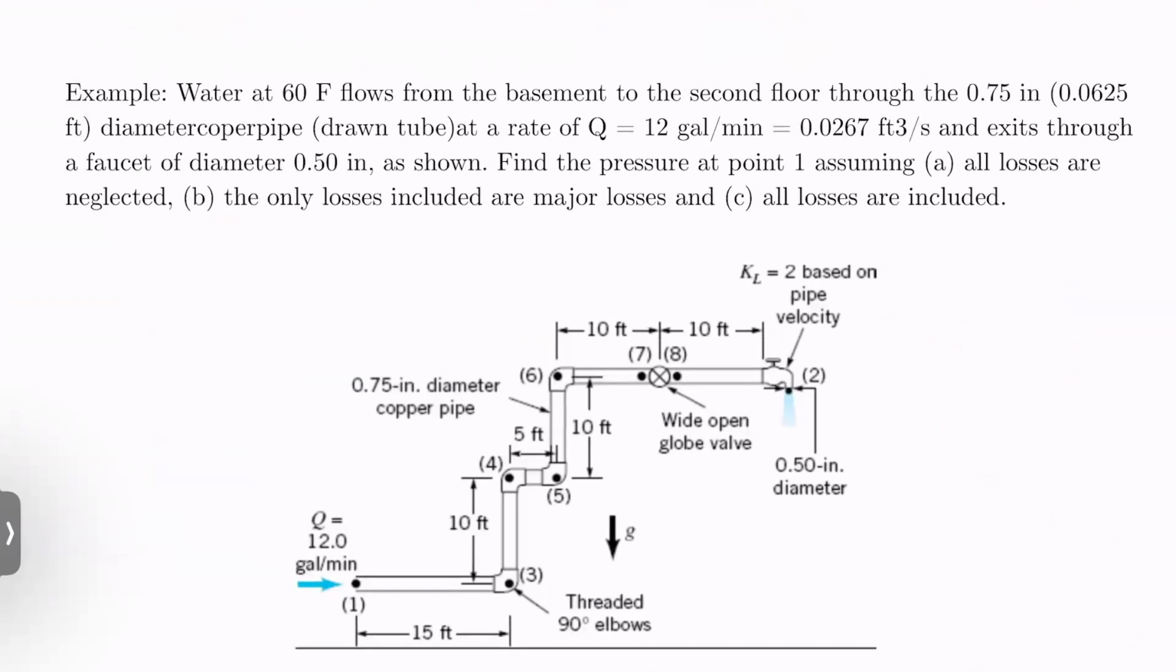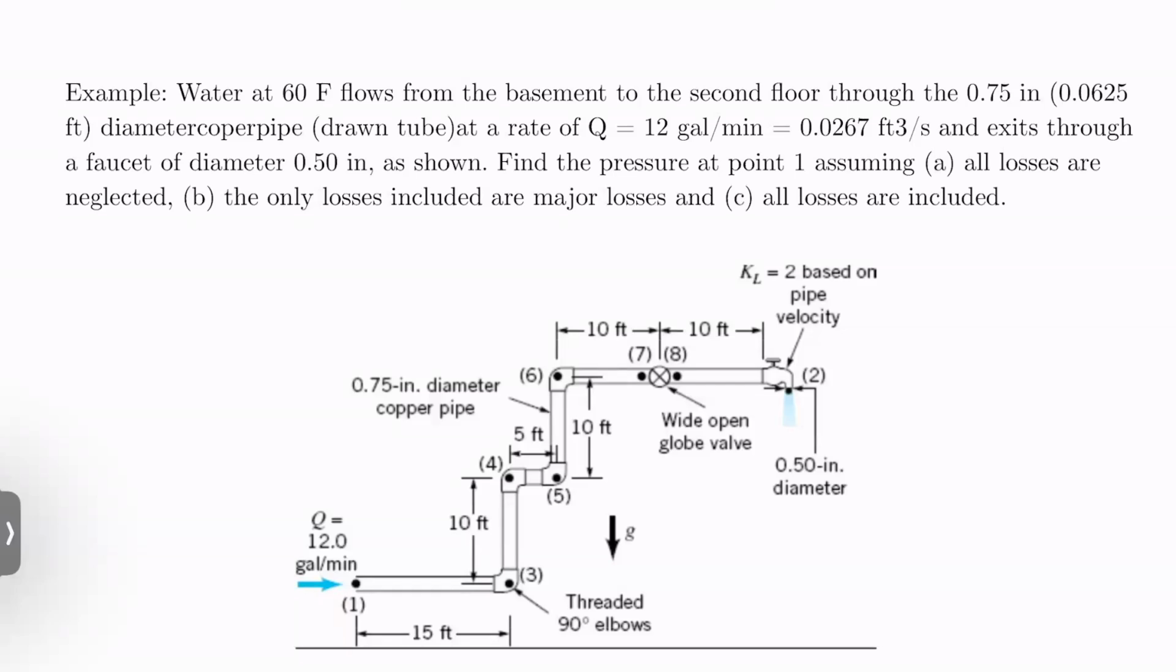Okay, so in this example, we have a system that's using water at 60 degrees Fahrenheit, and it's flowing from the basement in a house to the second floor. So essentially, this is a household plumbing problem. We are told that we have 3/4 inch diameter copper pipe, and that copper pipe is a drawn tube type, so we're gonna use that for our relative roughness. And we have our flow right here, so we have 12 gallons per minute. And it's exiting through a faucet on that second floor that has a diameter of 1/2 inch.